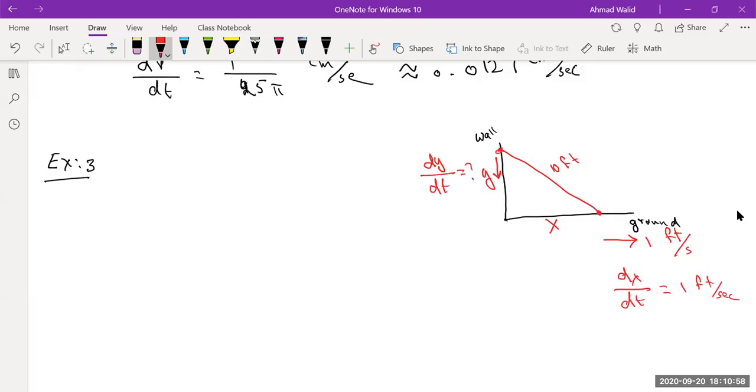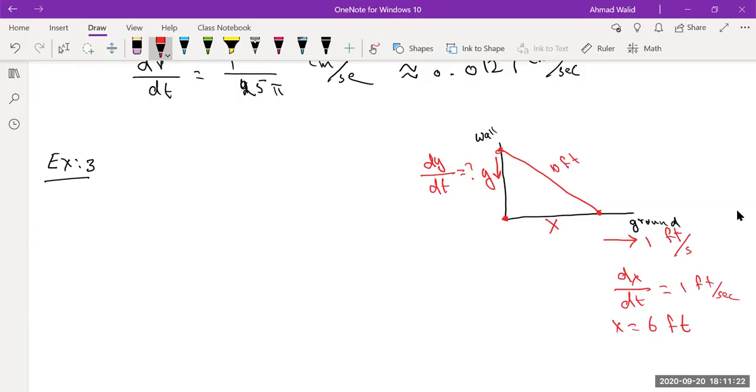They give you one more piece of information. The bottom of the ladder is 6 feet from the wall. Okay, an important one. They give you the value of x. The bottom of the ladder is 6 feet away from the wall. It means x is given to you as 6 feet.